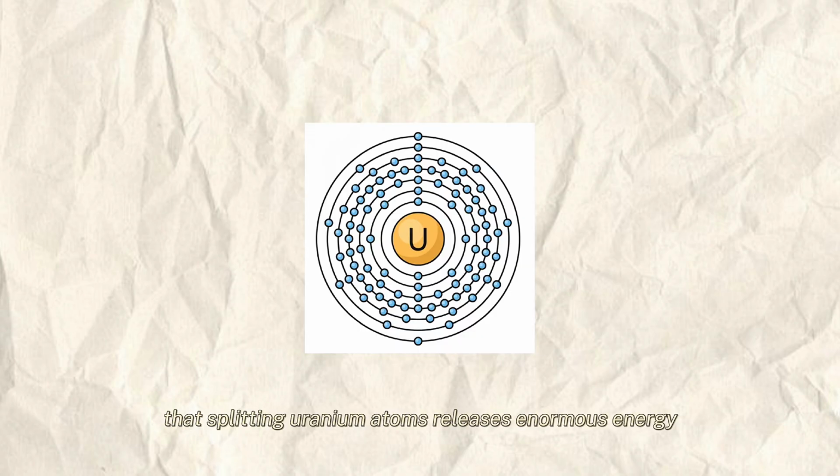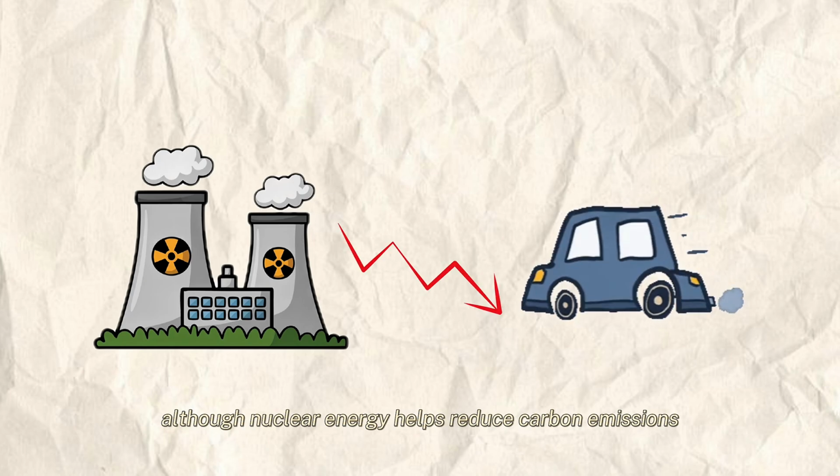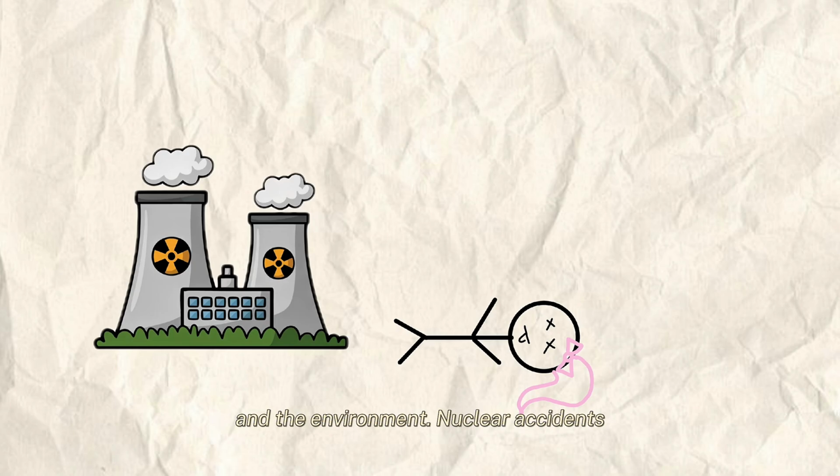Nuclear power plants were first developed in the mid-20th century after scientists discovered that splitting uranium atoms releases enormous energy, which can be controlled and used to generate electricity efficiently. Although nuclear energy helps reduce carbon emissions, it also has serious consequences that affect human health and the environment.